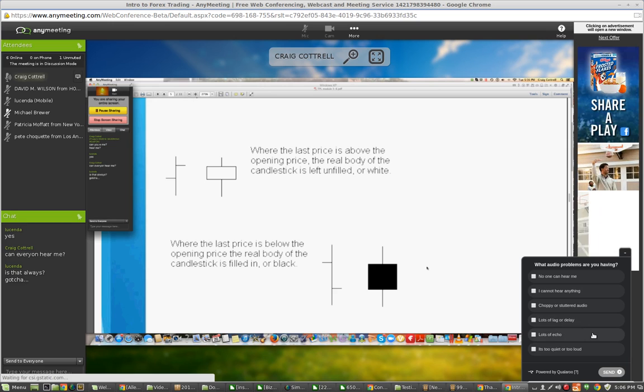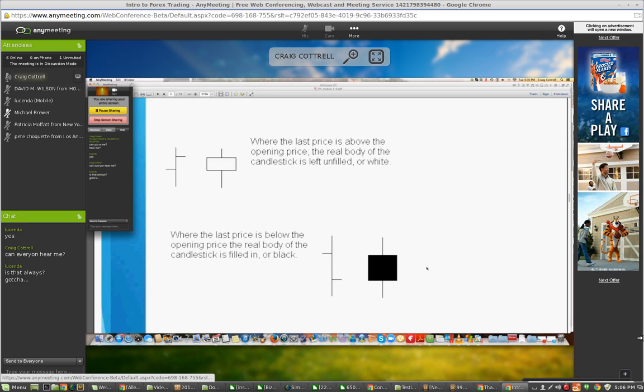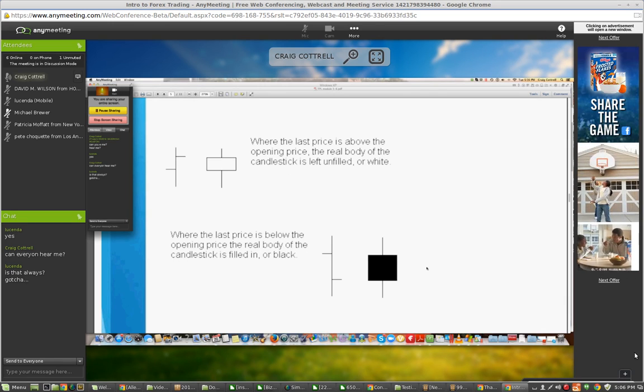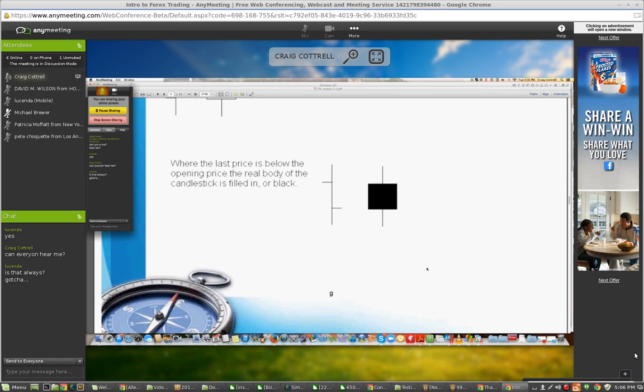All right, very good. Candlesticks have been around for centuries, literally. Some of the first recorded uses of candlestick concepts were found in the 1700s. The Japanese were using them.